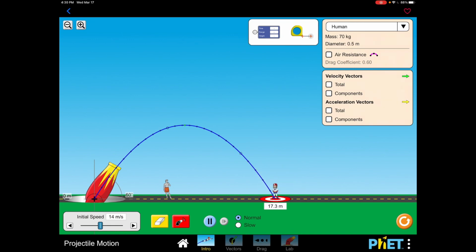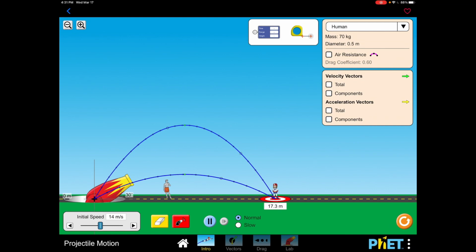Now what's interesting about this is there's actually another angle that will enable her to hit the bullseye. So I want you to think about what that might be. It's actually going to be an angle that is lower than 60 degrees. If I lower the cannon to 30 degrees and fire, she's not in the air for as long, but she actually lands on the bullseye at that same distance.